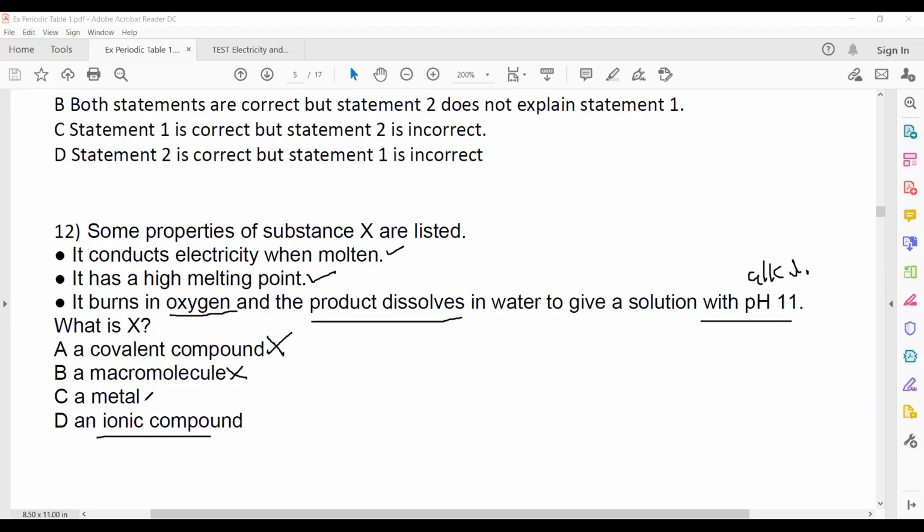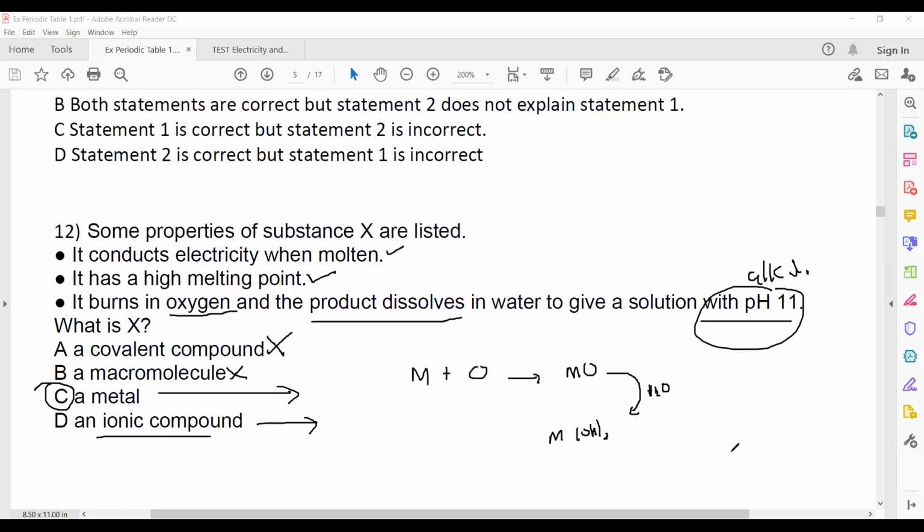Now you're left with two options, either it can be a metal or it will be an ionic compound. But the right answer is metal. Why is the right answer metal? Because if you read the third point, they mention it burns in oxygen. So when metal is burned in oxygen, metal plus oxygen will give metal oxide. And this metal oxide dissolves in water. If you add water, it will form metal hydroxide. And metal hydroxides are alkali. That's why it will make a solution alkaline.